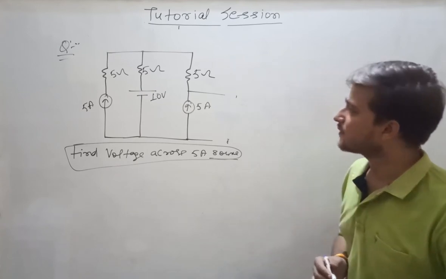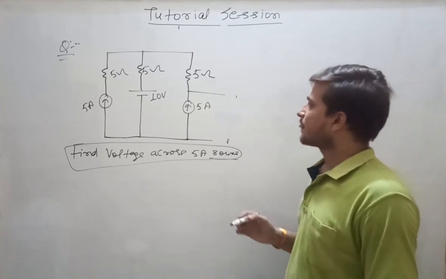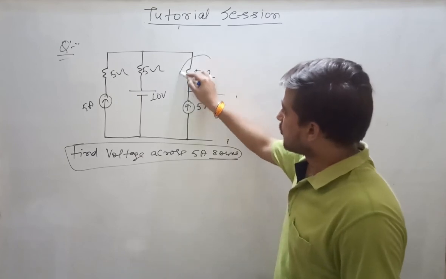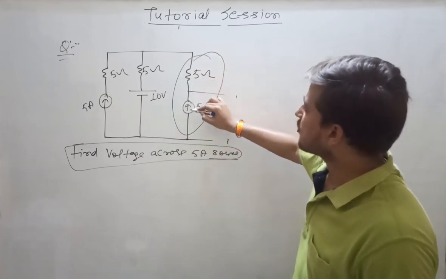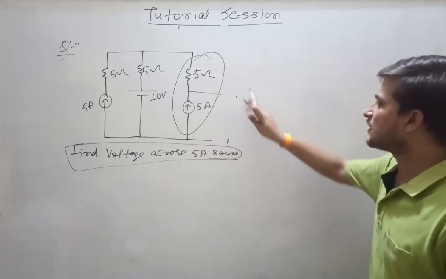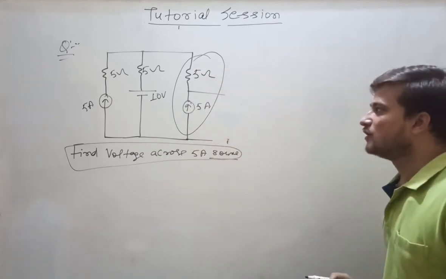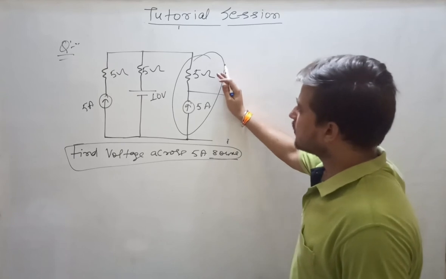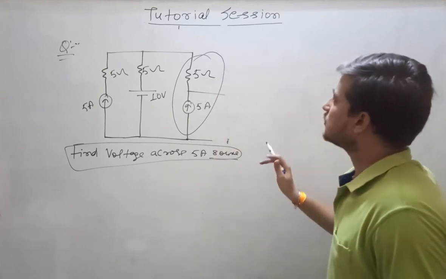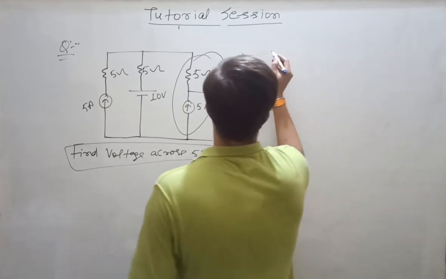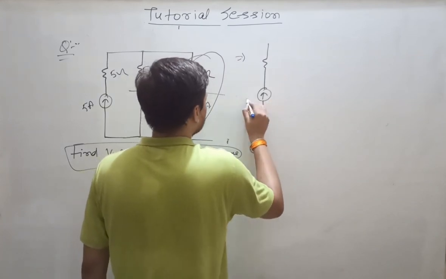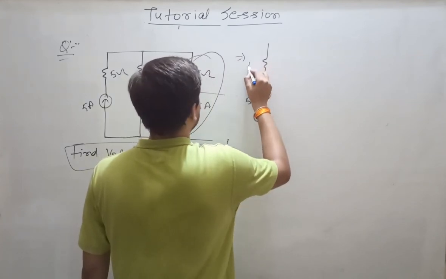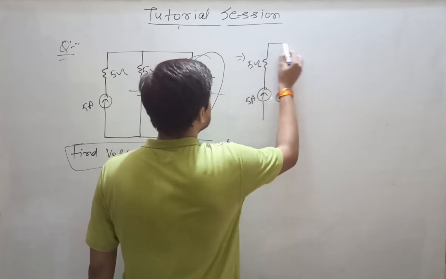Clear? What will happen? We can assume the whole circuit, that means the current source and resistor combination, let us assume this as the load. Once this is the load, you will have to remove the load. Once you remove the load, here it will be 5 ampere. Here it is 5 ohm. Here it is 5 ohm.